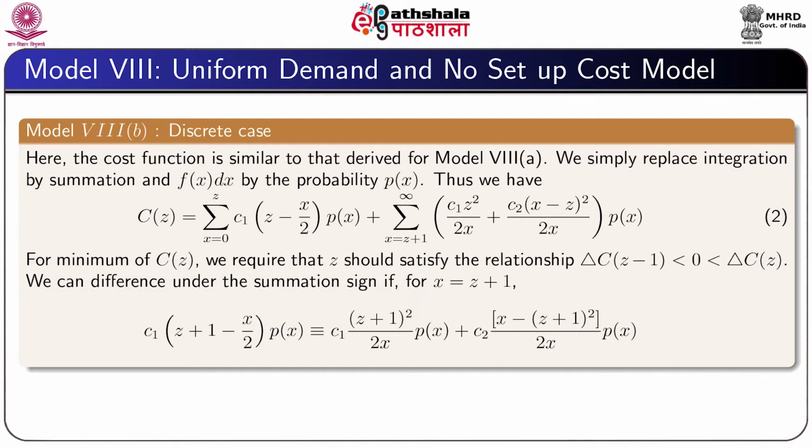For minimum of C(z), we require that z should satisfy the relation delta C(z minus 1) less than 0 less than delta C(z). We can difference under the summation sign if for x equal to z plus 1, C1 into (z plus 1 minus x) by 2 p(x) equal to C1 into (z plus 1) whole square by 2x into p(x) plus C2 into (x minus z plus 1) whole square divided by 2x whole into p(x). We can check that for x equal to z plus 1, this relation is clearly satisfied.